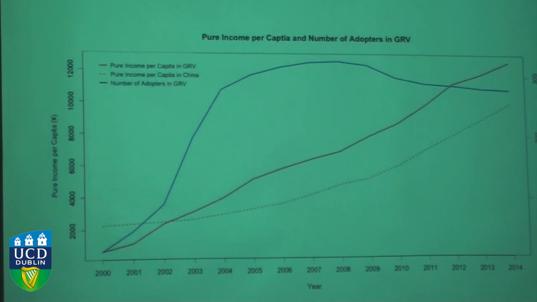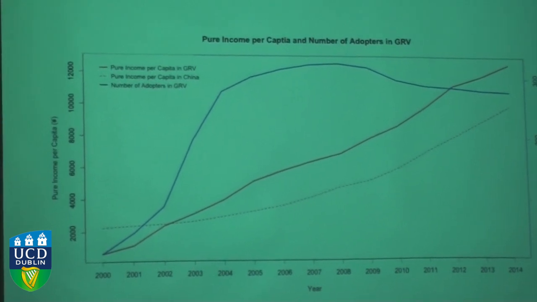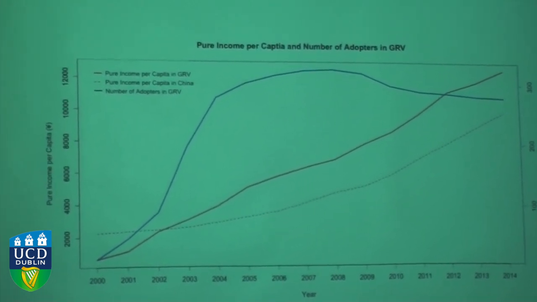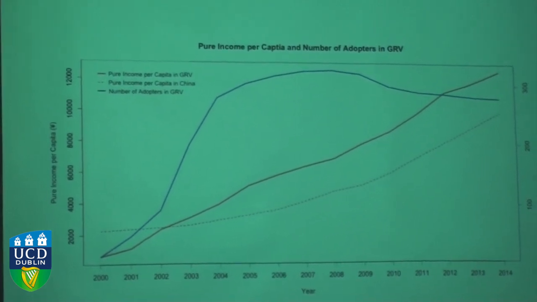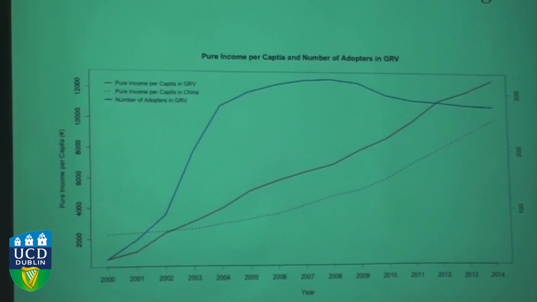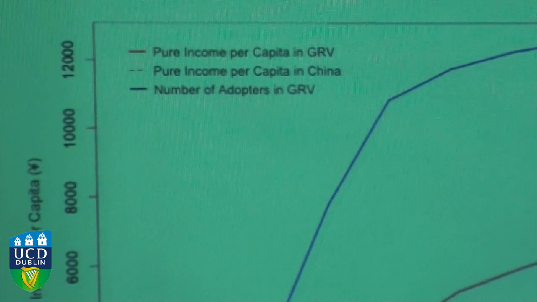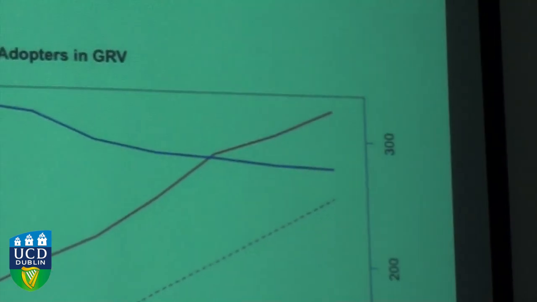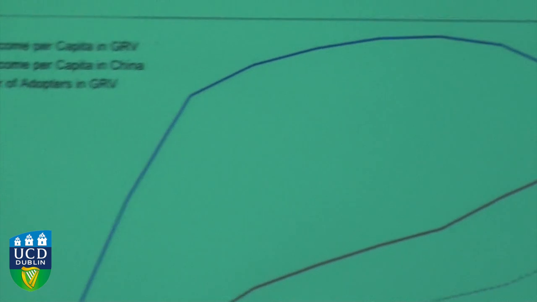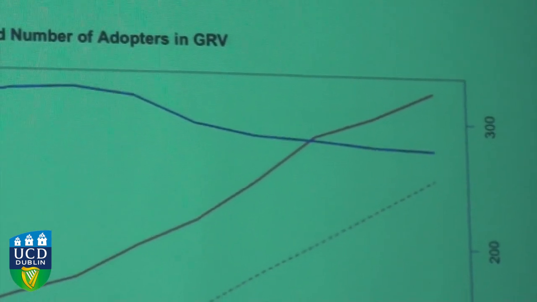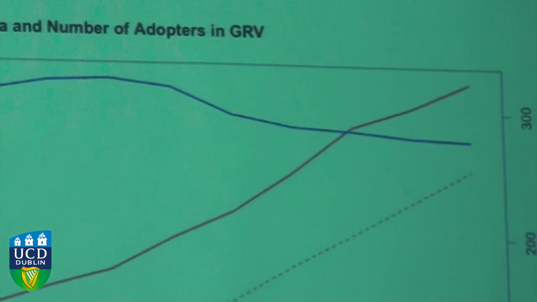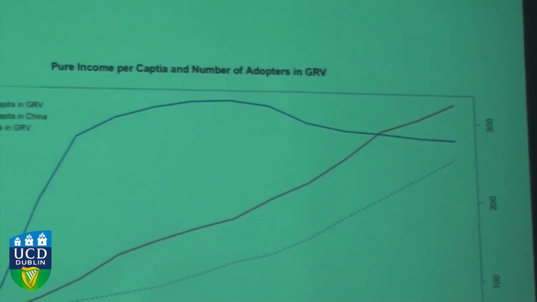But when they introduced the new crop, income started to increase. Last year, the net income per capita became about 12,000, which is about 20 times higher than 15 years ago. So they are higher than the national level. The solid red line is the net income per capita in this village, and the dashed red line is the net income per capita in the country.